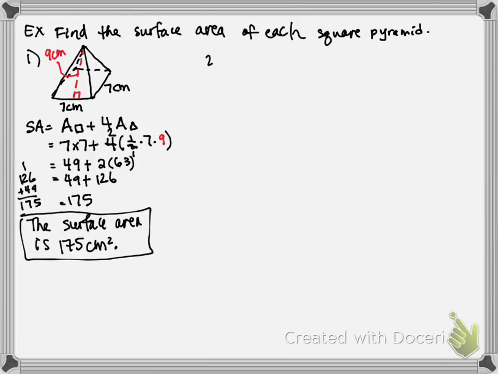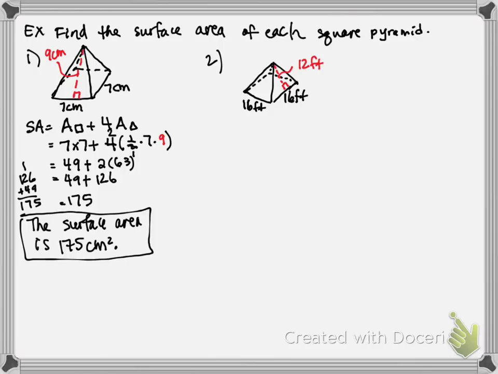Okay, let's do another one. Let's see, how can I draw this one? So we've got 16 feet by 16 feet, so we know it's a square. And then we're going to be given one slant height, because they're all going to be the same, so they only need to tell me it once.